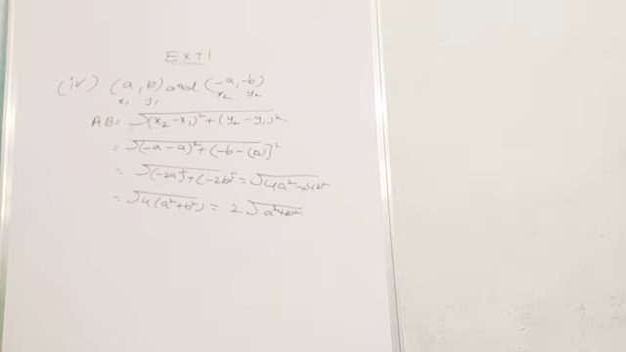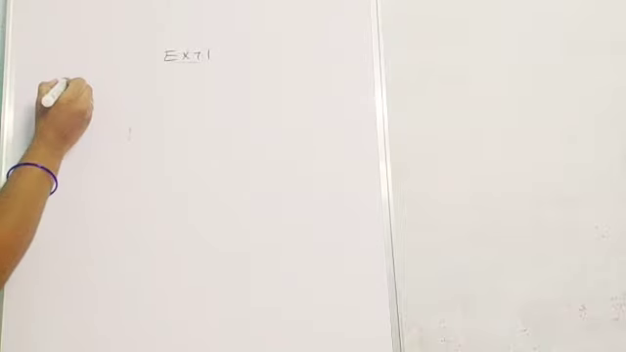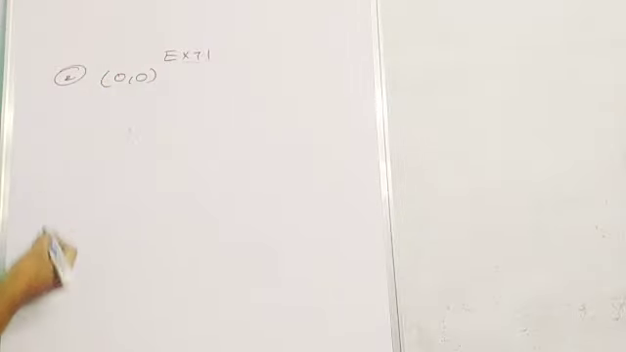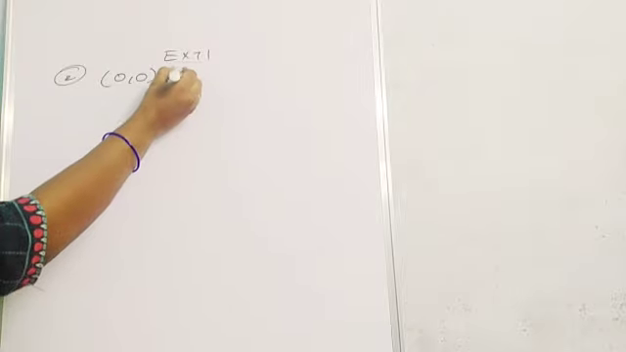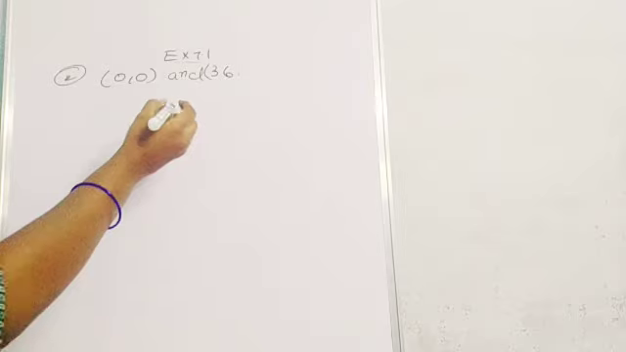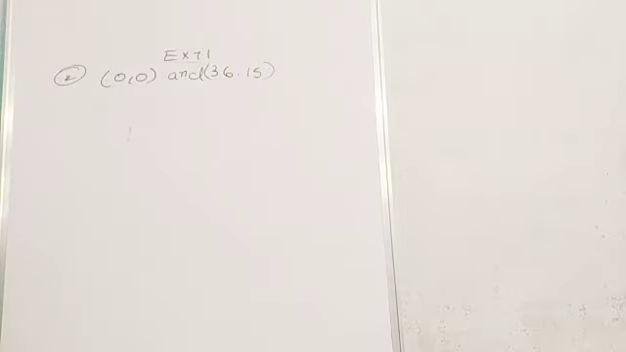This is the first one. And what is the second question for exercise 7.1? The second question is: find the distance between the points (0, 0) and (36, 15). So tomorrow in class we will discuss this second problem.